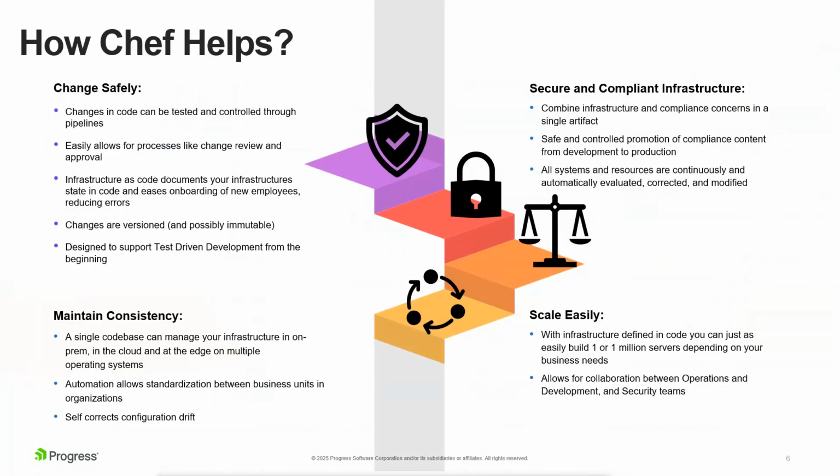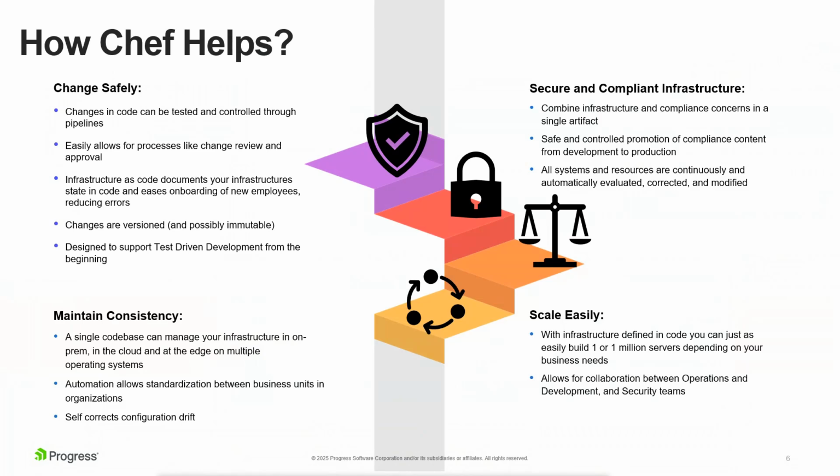So how does this all come together under what Chef provides? Again, on top, we're talking about change safely, since infrastructure as code documents your infrastructure state. This tested code can be controlled through pipelines, allows for change review, approval with versioning, that test-driven development right from the beginning.